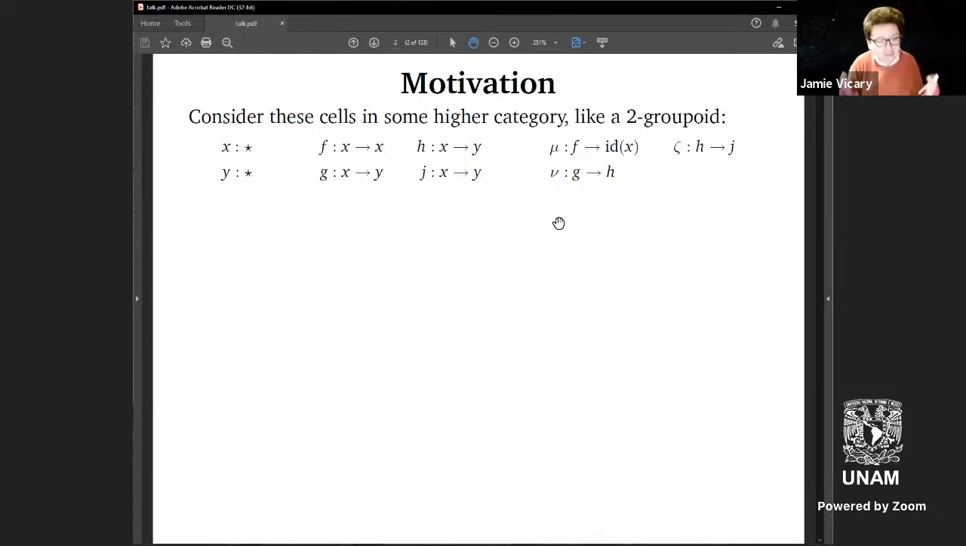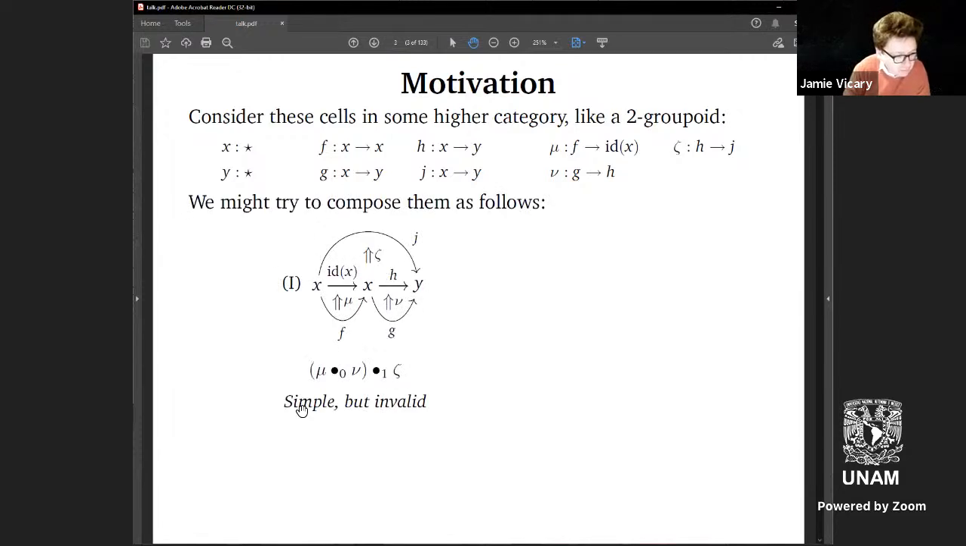If we know we've got these cells in our two-groupoid, then of course we know we can compose them. So let's think about this composite we might want to do. Here we have mu going from f to the identity on X. That's correct. We have nu going from g to h. That's correct. And we want to compose them with zeta, which goes from h to j.